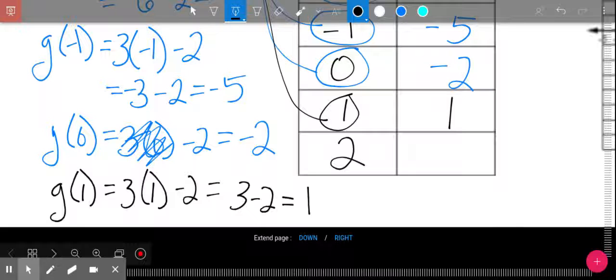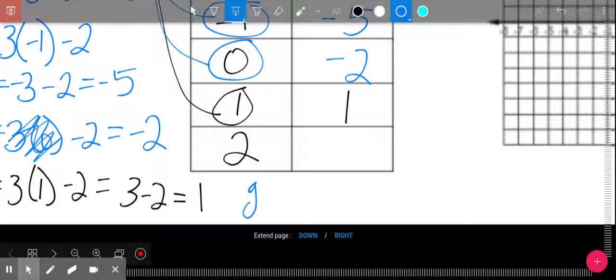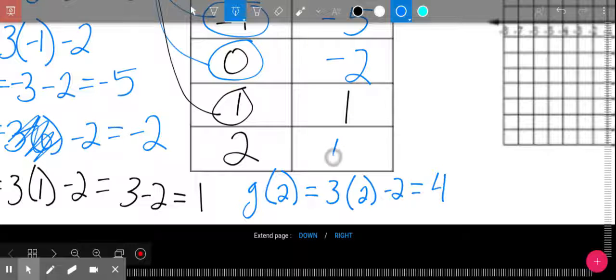I'm going to do this one last time, because it's got to stop eventually. Actually, it keeps going on and on forever because it's a linear function. That's just so cool, guys. So g of 2 equals 3, and instead of times x, it becomes times 2, minus 2. Well, 3 times 2 gives me 6, minus 2 gives me 4.